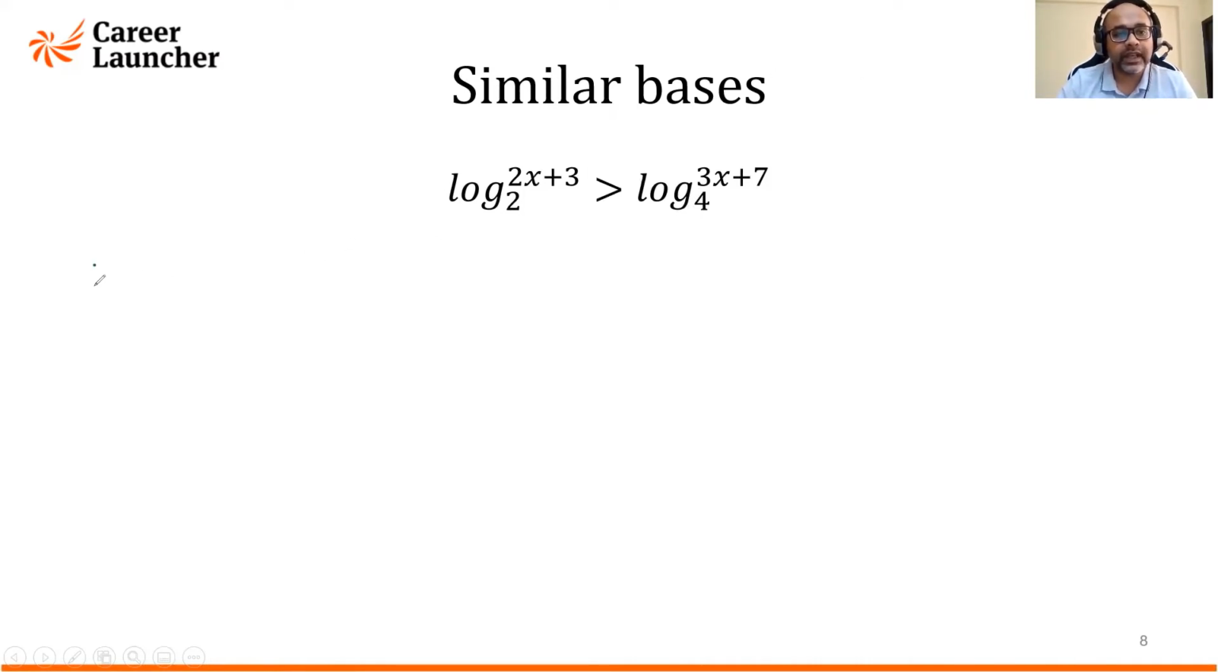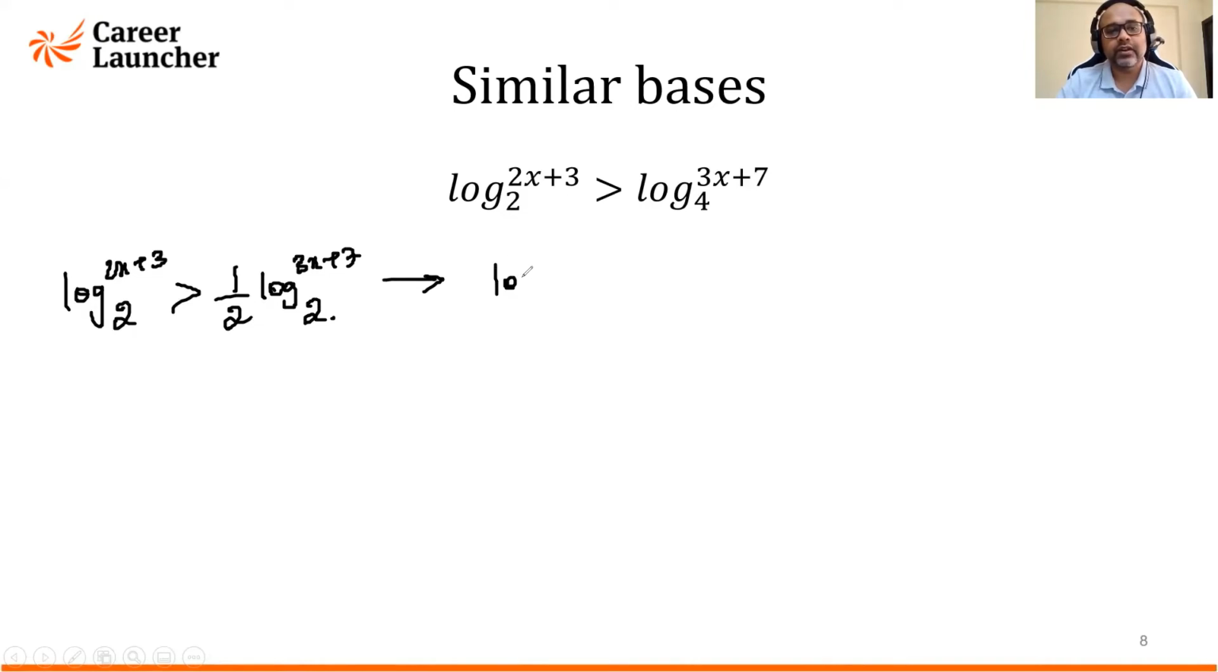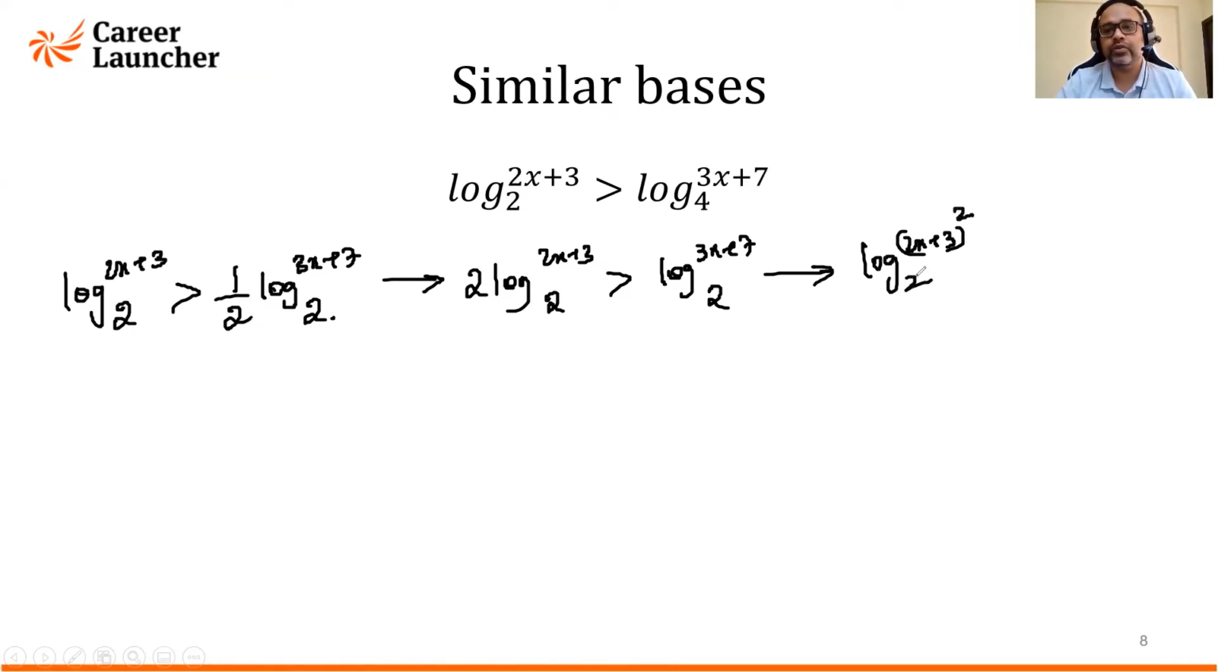So if I try to make the bases the same, I will get log 2x plus 3 to the base 2 greater than half log 3x plus 7 to the base 2. This I can write as log 2x plus 3 whole square to the base 2 greater than log 3x plus 7 to the base 2. Now the bases are the same, and clearly 2 is greater than 1.